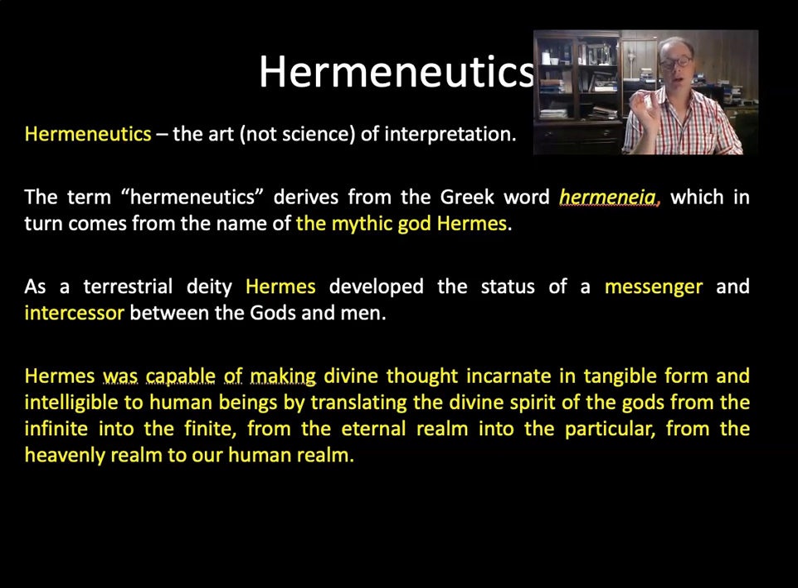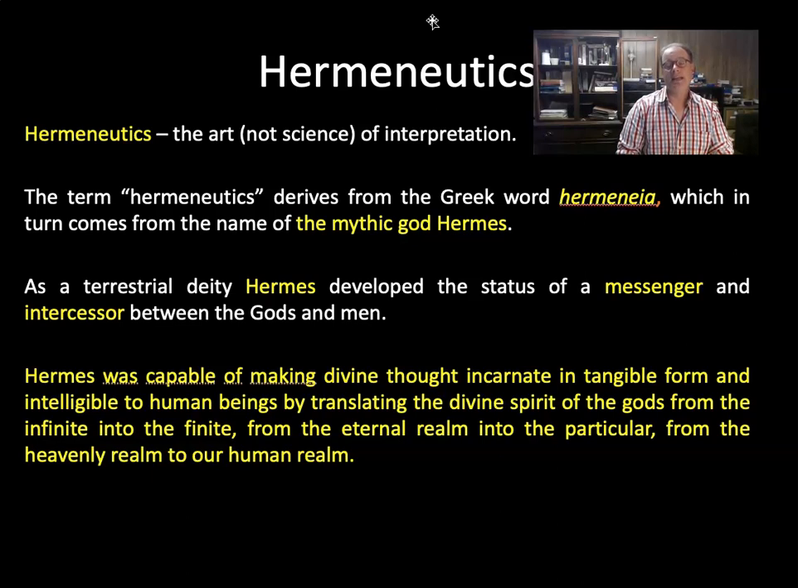And the point is this: Hermes was capable of making divine thought incarnate, in tangible form, and intelligible to human beings by translating the divine spirit of the gods from the infinite to the finite, from the eternal realm into the particular, from the heavenly realm into our human realm. So the idea was that gods are beings that are beyond time and space. They're infinite. They're not finite. They are beings that are beyond our embodied existence, right? Therefore, their language is some other extraterrestrial, supernatural language that we couldn't understand on our own.